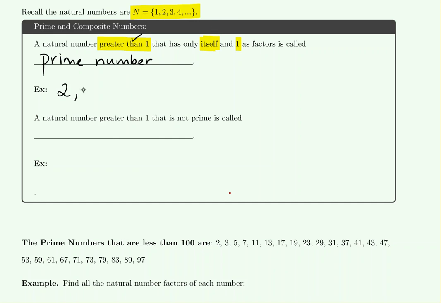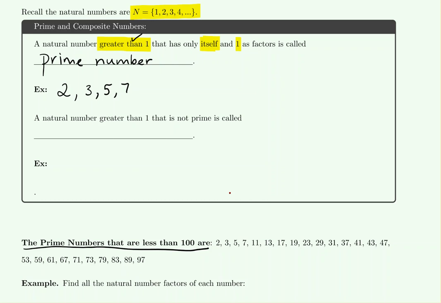The next prime number is 3. And then our next prime number would be 5. Then 7. And there are actually infinitely many prime numbers, and we'll look at a list of them here below. So the prime numbers that are less than 100 are these, and I definitely recommend that you have this written down on your note sheet for chapter 5. It's something that you'll want to reference throughout all of the sections.